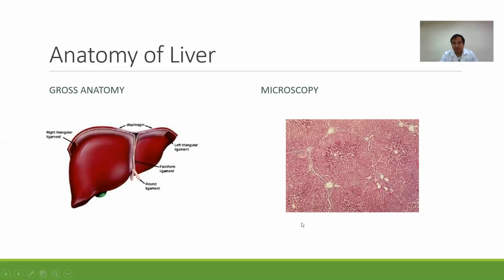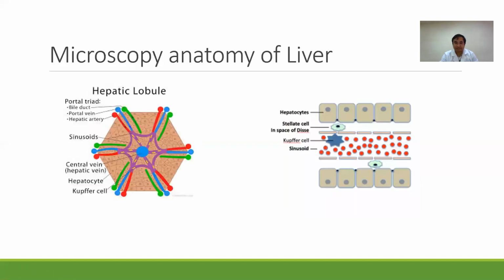On the left hand side, you can see clearly the microscopic anatomy of the liver. This is the hepatic lobule, which is hexagonal in shape, and the center portion of which is occupied by the central vein. At the pointed ends of the hexagon, there is a portal triad which contains the portal vein, hepatic artery and the common bile duct. Let us go into more detail of the microscopic anatomy of the liver.